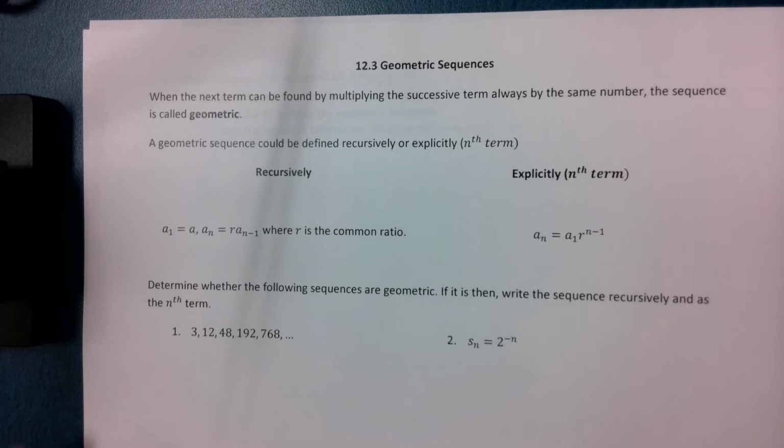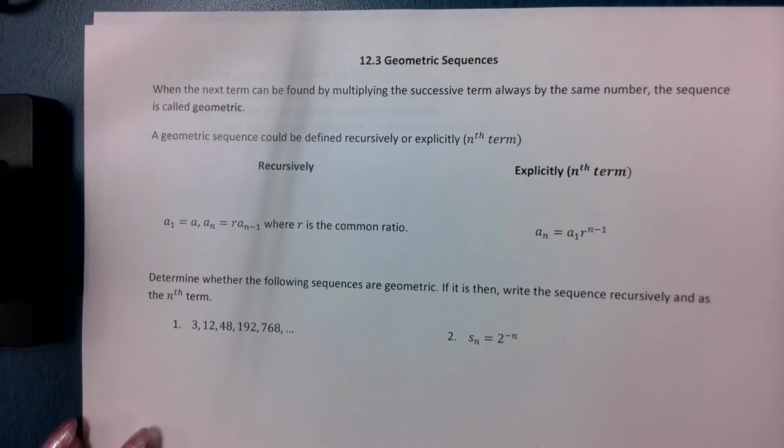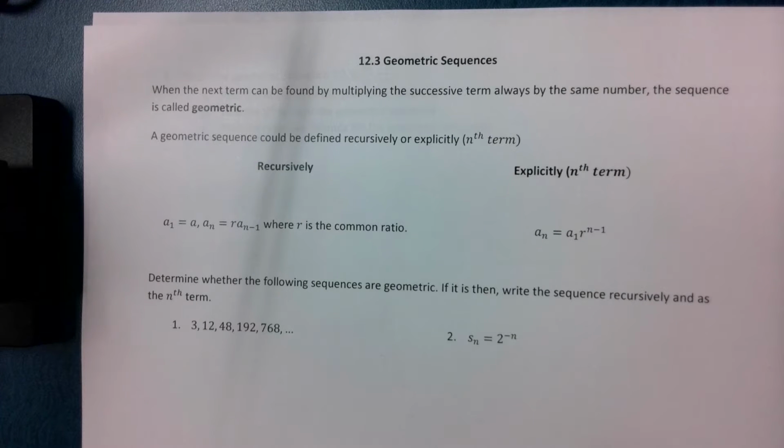So now we're going to move on to geometric sequences. Last time we were talking about arithmetic sequences, which was when we were adding or subtracting the same number to go from term to term within a sequence. Now a geometric sequence is when the term can be found by multiplying the successive term always by the same number. Okay, so it's geometric when we're multiplying by the same number each time.